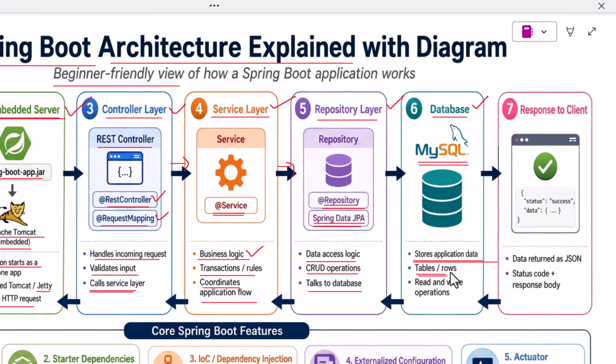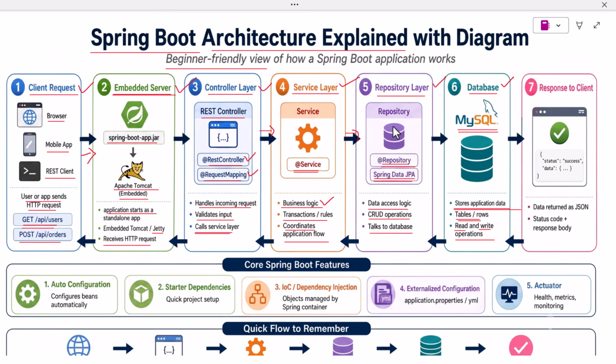When the repository performs a read operation, the database returns the matching data. When the repository performs a write operation, the database inserts, updates, or deletes the required rows. The database result returns to the repository. The repository returns the data to the service layer. The service layer may apply additional business logic or convert the result into the required response format. The service then returns the result to the controller.